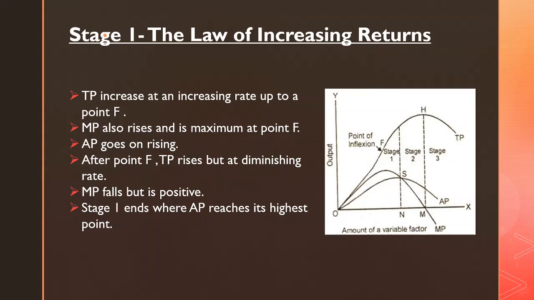Marginal product or output. Marginal product or output is known as total product resulting from a unit increase in the quantity of the variable factor.